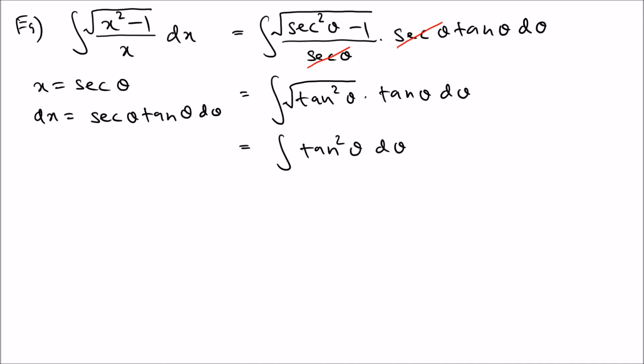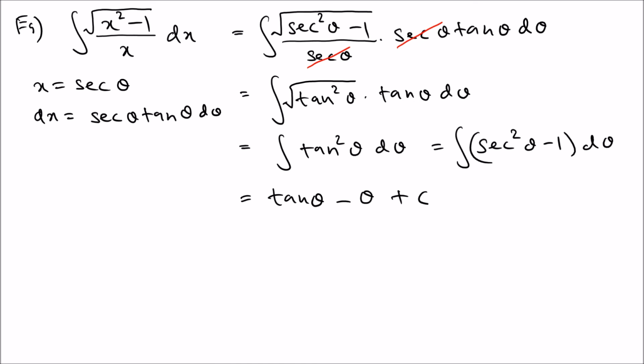But for tan squared theta, we can write this as secant squared theta minus 1, because you cannot directly integrate this one. Now we can integrate. The first one, secant squared, gives tan theta. So you get tan theta here, and then minus, if you integrate d theta, you get theta plus c.